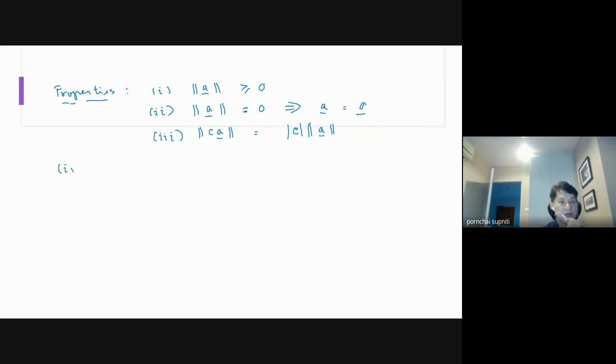Then there's a fourth property that says that the length of any two added vectors will be less than or equal to the lengths of each vector added together. This one is often called the triangle inequality. So these are some properties.